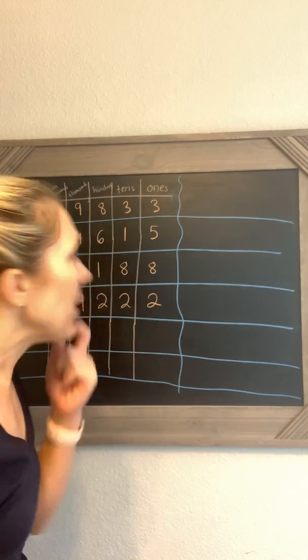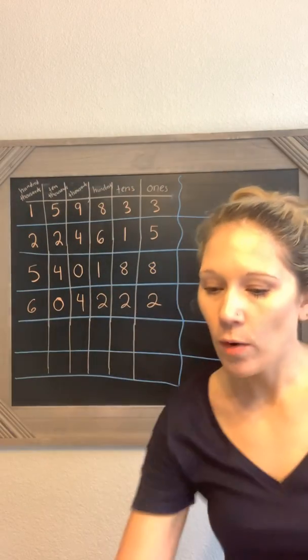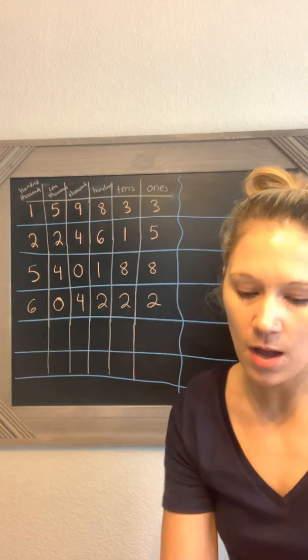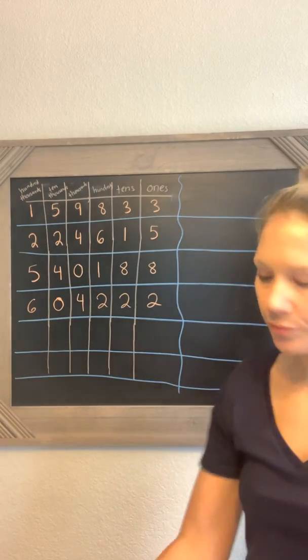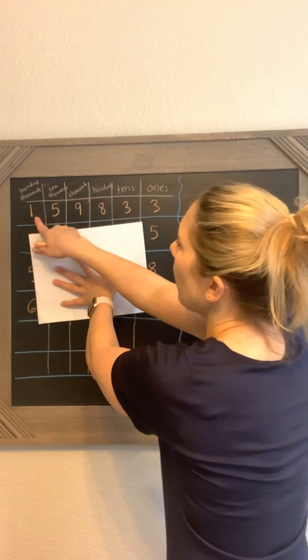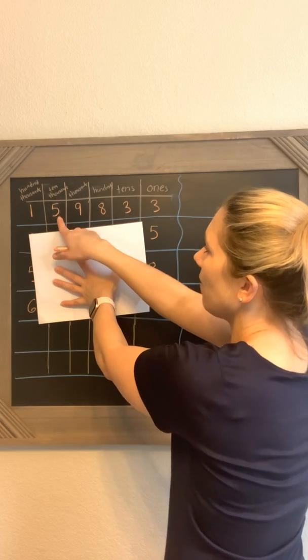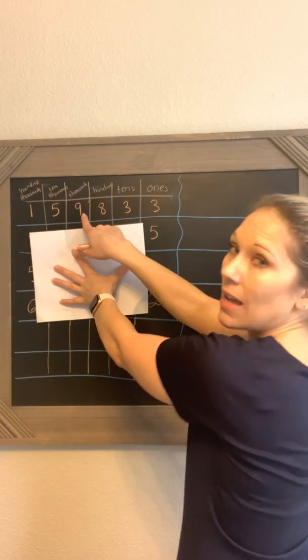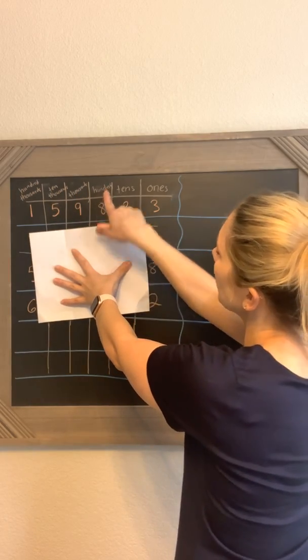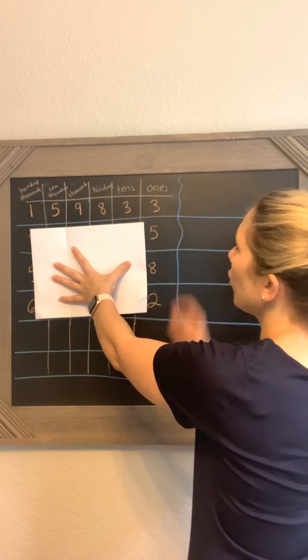Okay, so now I've written a digit in each of the places. We're first going to just focus on the top number. So I have 100,000s, I have 1. In 10,000s, I have a 5. In my thousands, I have a 9. In my hundreds, I have an 8. In my tens, I have a 3. And in my ones, I have a 3.